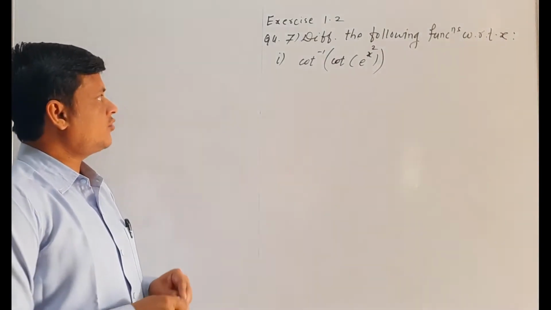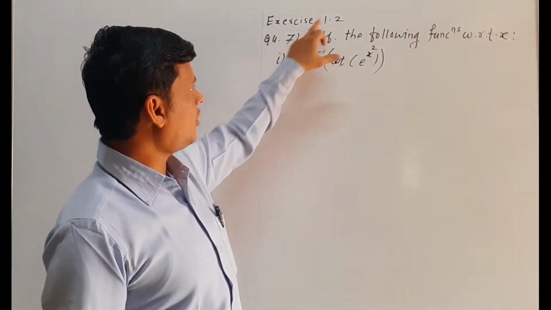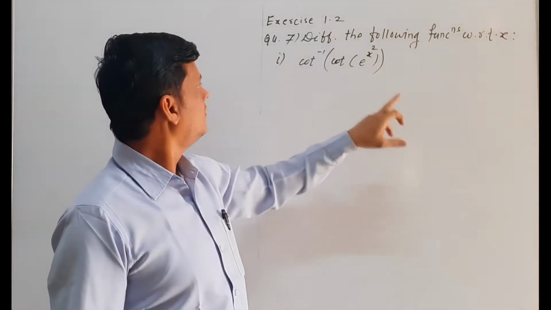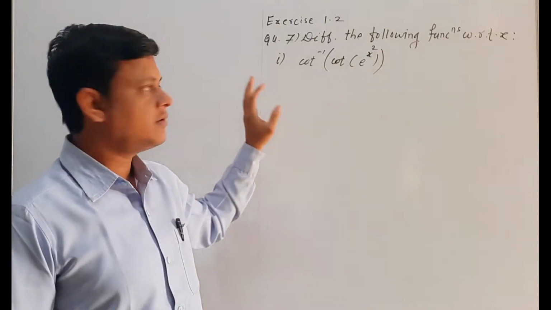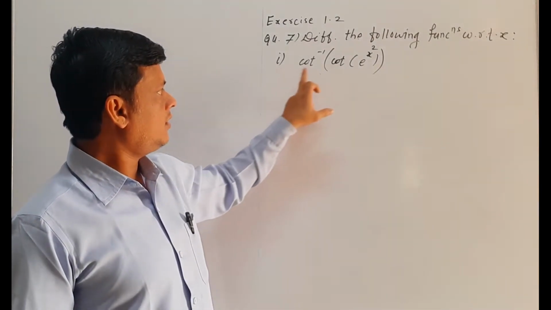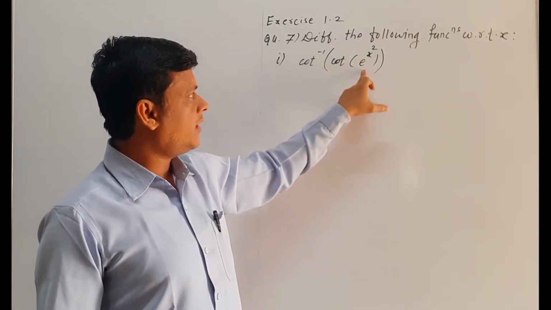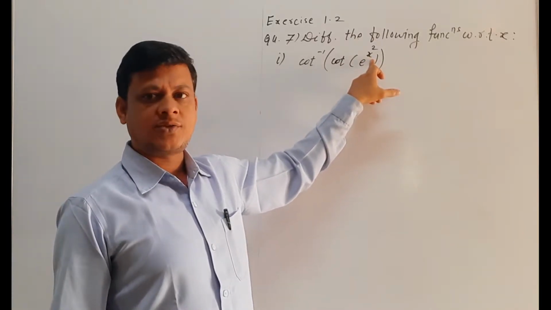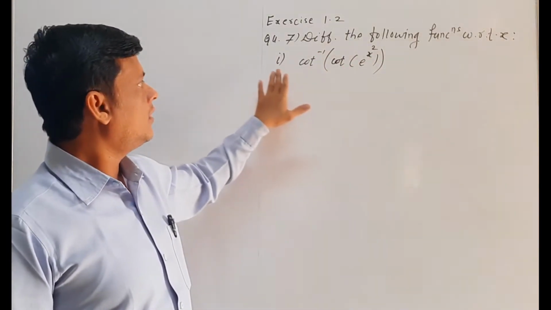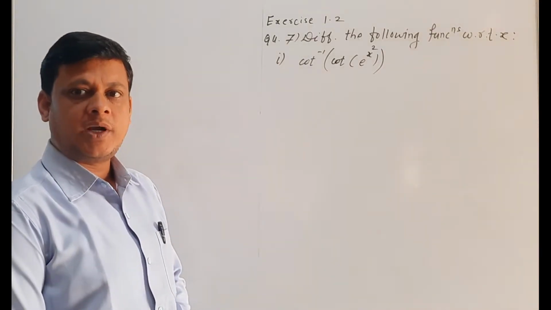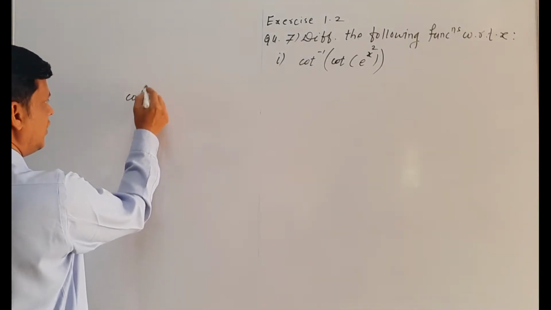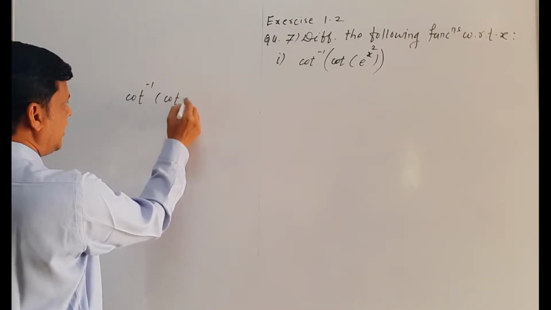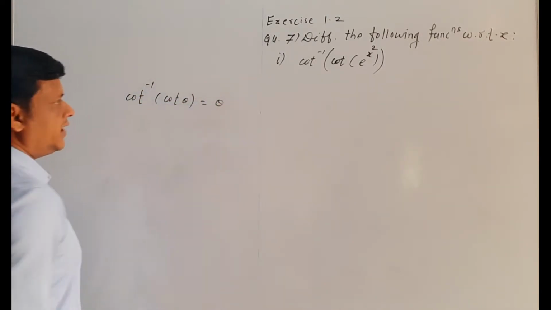Now see next question number 7 from exercise 1.2. Differentiate the following functions with respect to x. First sub question, cot inverse of cot of e raised to the power x square. This question is based on properties of inverse trigonometric function. We know the property cot inverse of cot theta is equal to theta.